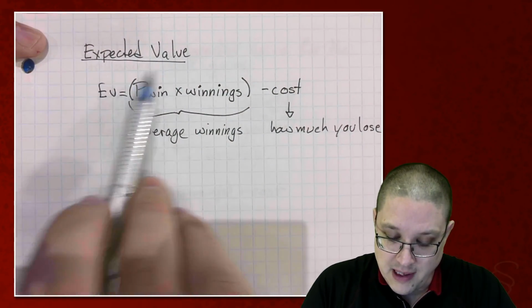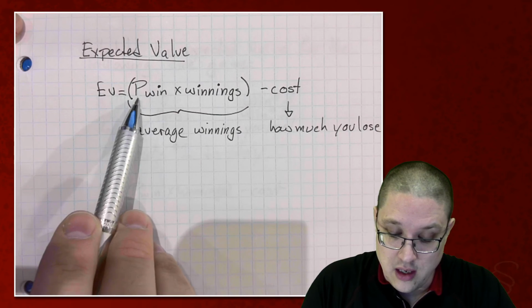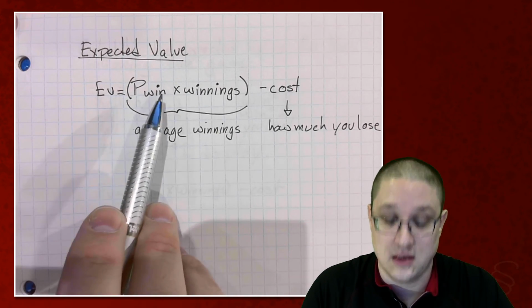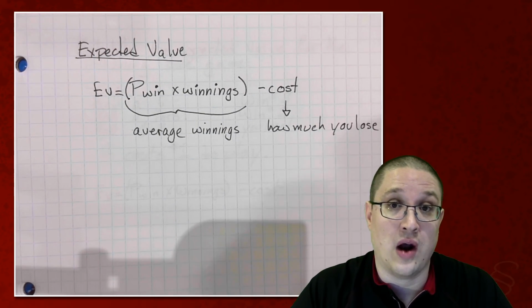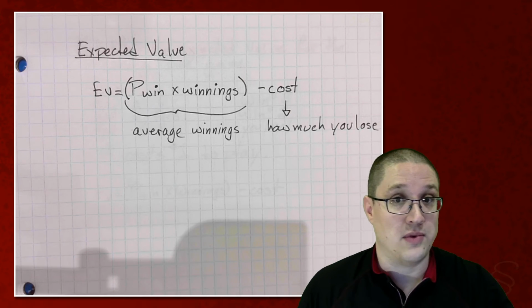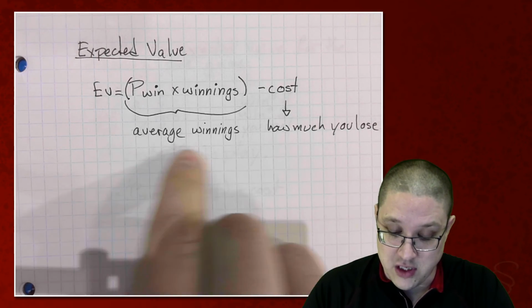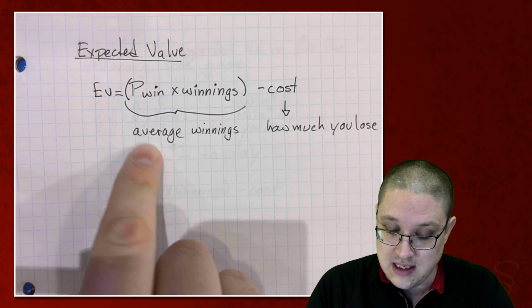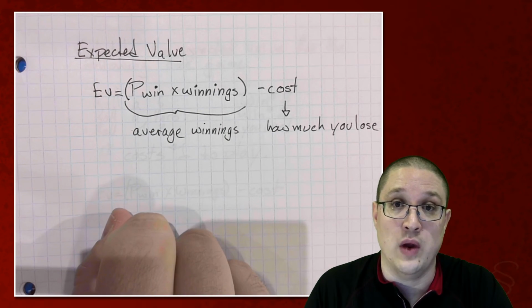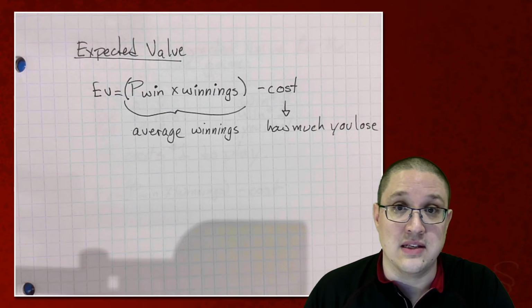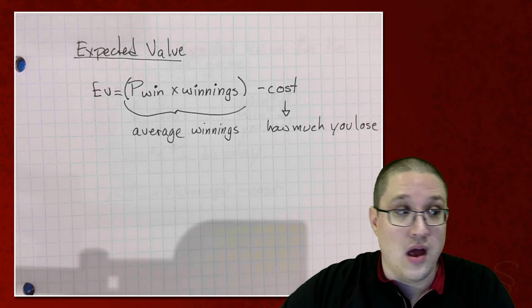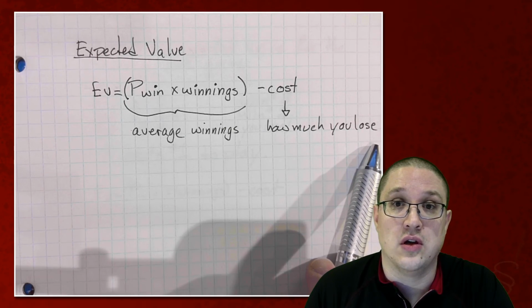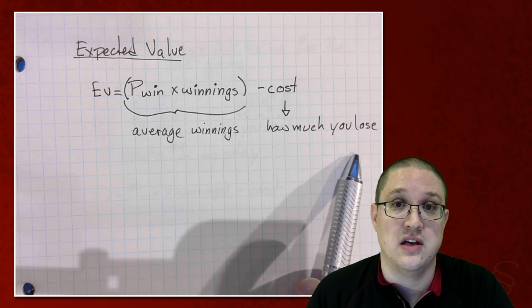So let's take a look at this formula. Expected value, here's our formula. You take your probability of winning times the amount that you can win, subtract the cost, or how much it costs to play. I'm talking about this in terms of a game, but the general idea here is this is your average gain or your average winnings. This could be how much revenue you make for a business. Here is how much you lose, or how much expenses you have as a business.